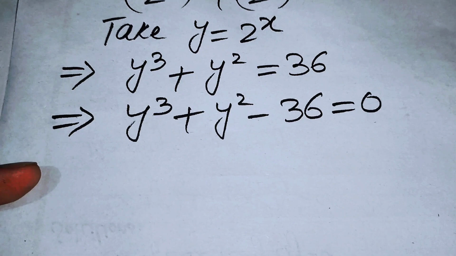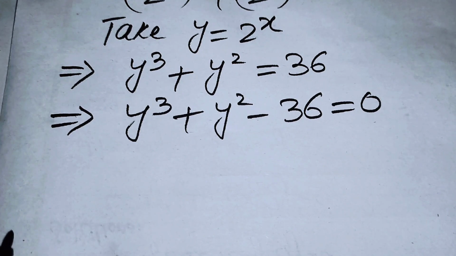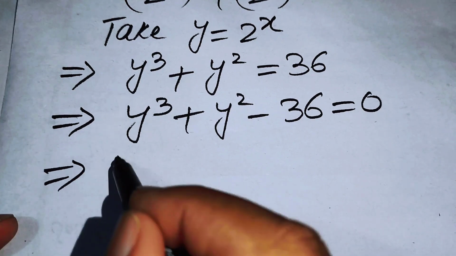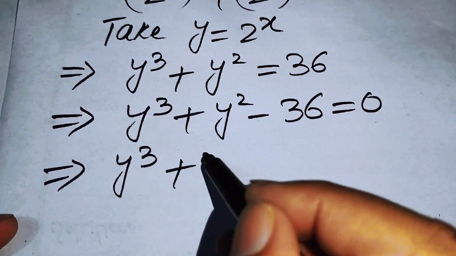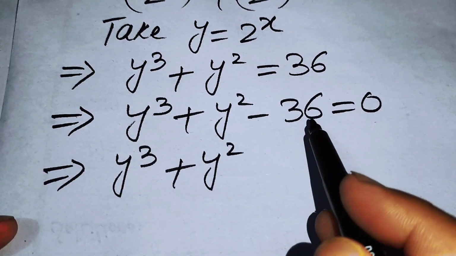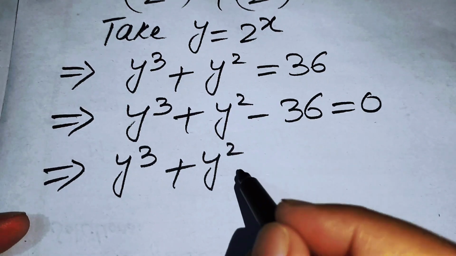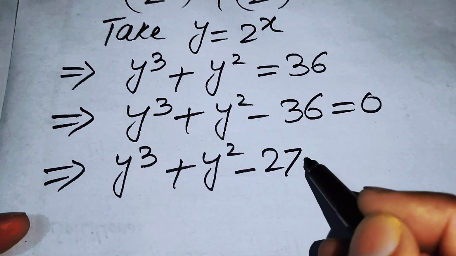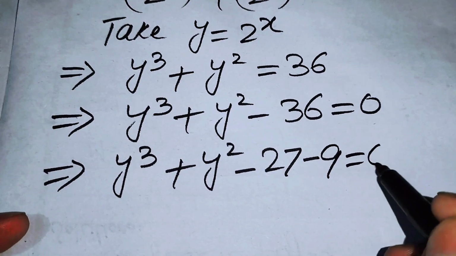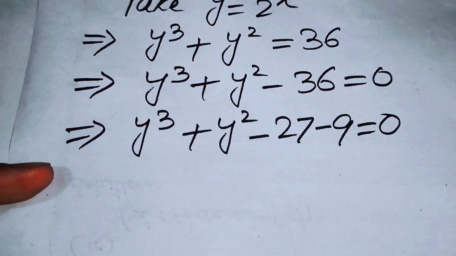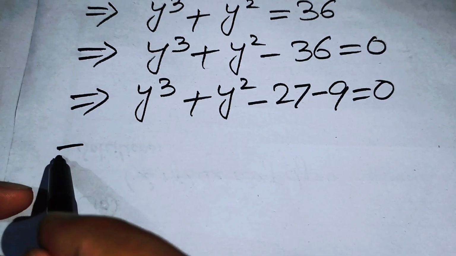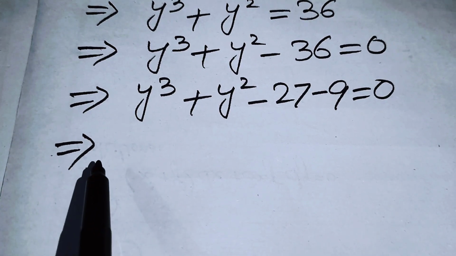And now we make the factors of this equation, so that we rewrite this equation as y cube plus y square, and here you have minus 36, and we write this minus 36 as minus 27 minus 9 is equal to 0. So now we make the pairs of cubic term and the square term.